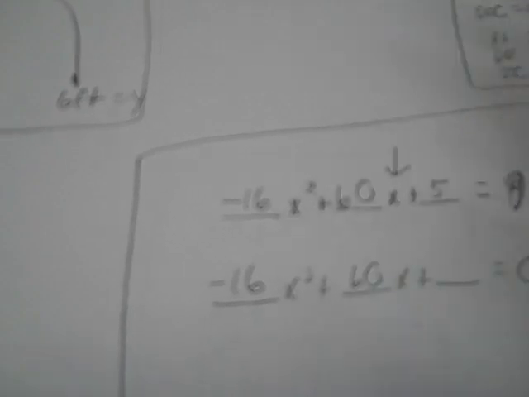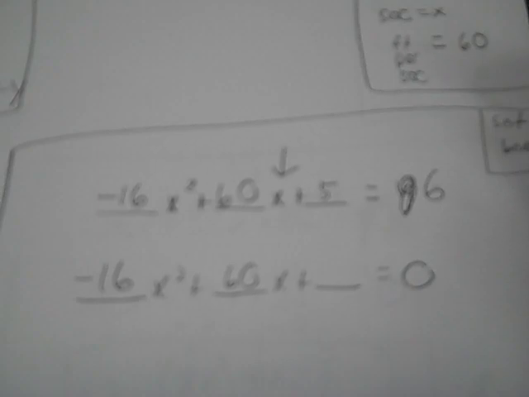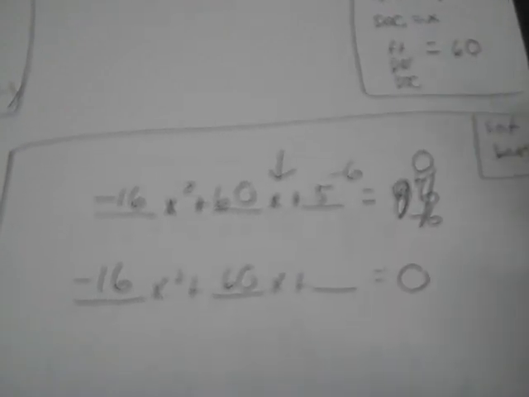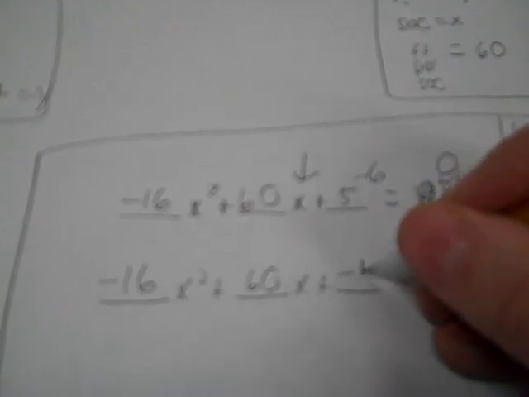So for x second, you got negative 16. For x, you got 60. For non-x's, you have these two, but you can't add 5 and 6. You make that plus and switch it to minus, and now you got 0. But then you have to minus 6 from the 5. And 5 minus 6 is negative 1. Okay, so now I have my 3 terms.